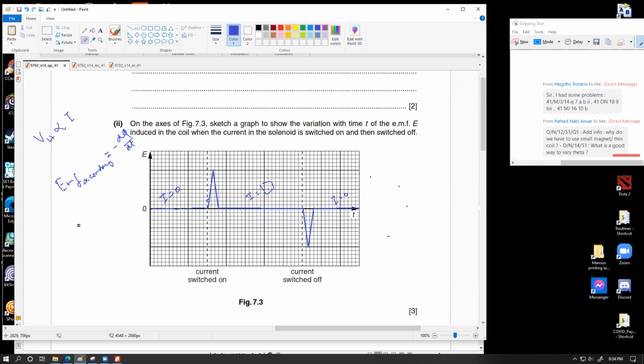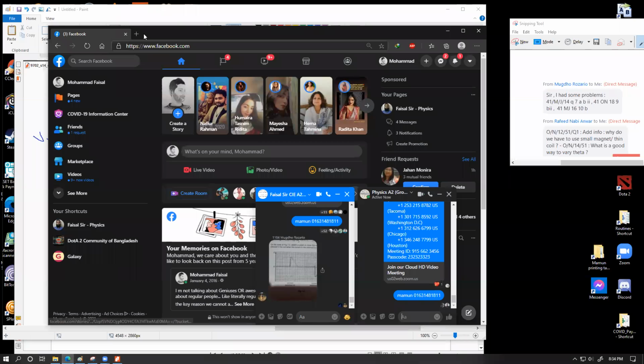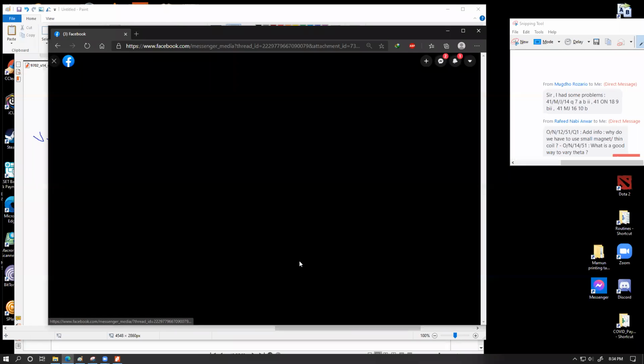Sir, I sent a picture to the group. Could you see if I would get the marks if I drew it this way?